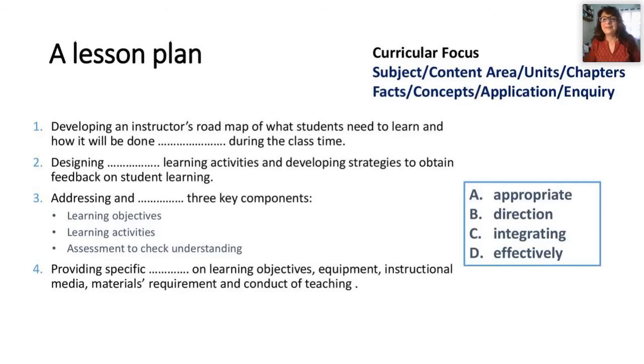Anybody trying out there? Developing an instructor's roadmap of what students need to learn and how it will be done. The first one is D, good. Designing appropriate, wonderful learning activities. So appropriacy is very important, and strategies to obtain feedback on student learning. Addressing and, what is the word? Addressing and integrating, right? So you should be able to integrate.